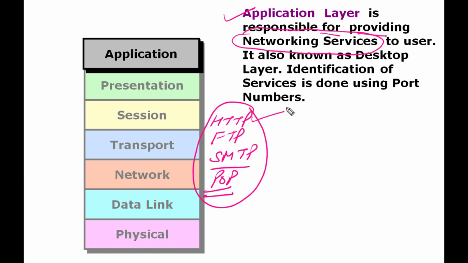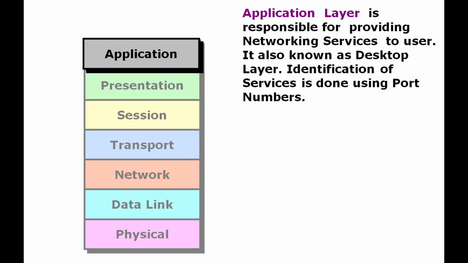HTTP is Hypertext Transfer Protocol. FTP is File Transfer Protocol, used to transfer files. SMTP is Simple Mail Transfer Protocol. If you want to send an email to your friends, SMTP helps you send that mail to the mail server, and the POP3 and IMAP protocols are used to download that mail from the mail server. All these protocols are known as networking services, and these networking services are provided by the application layer.